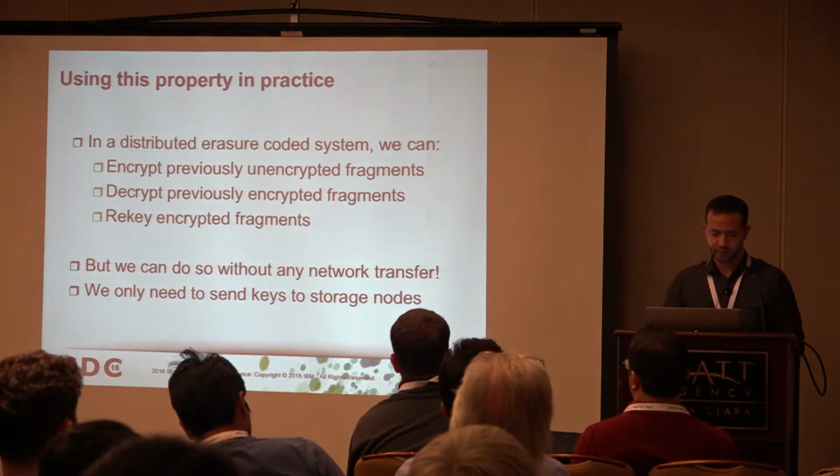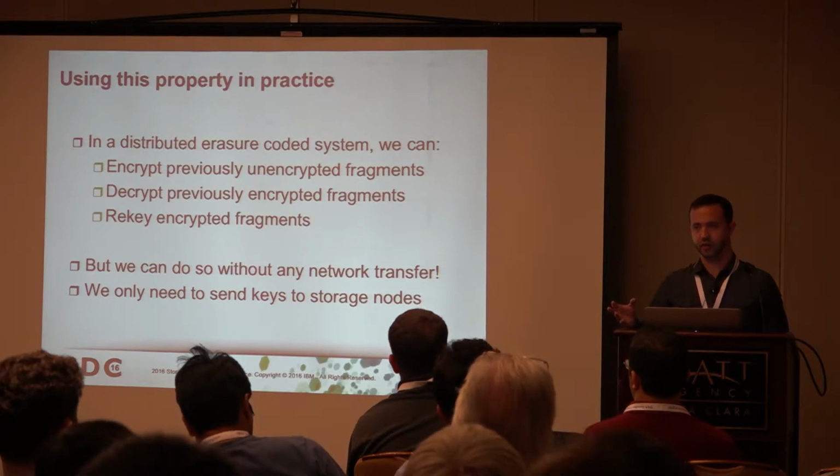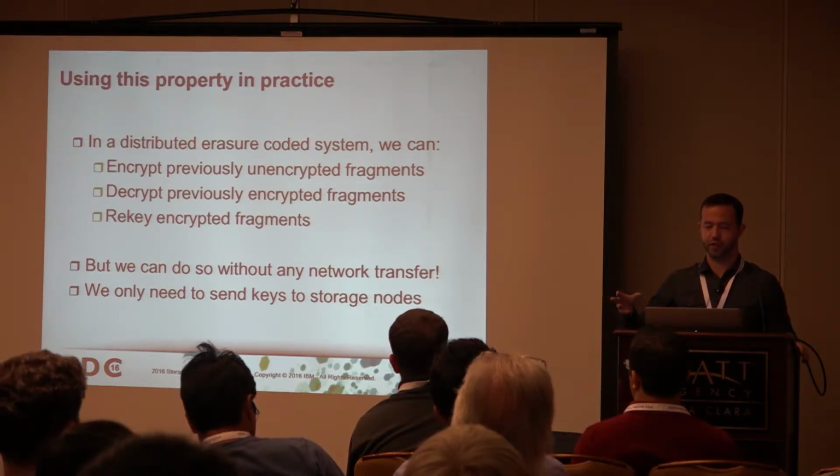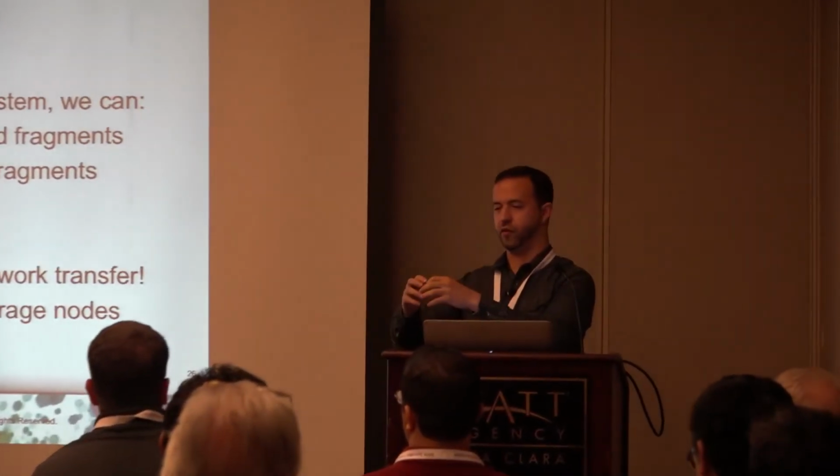So for example, in a distributed erasure coded system, you could use this property to encrypt previously unencrypted fragments. So let's say a user uploaded a file, went through an erasure code, it got distributed to many different nodes. And then let's say at a future time, the user wishes that they had encrypted that file. So one approach is they can re-encrypt the file, put it through the erasure code and store it again and overwrite the original. But that's going to use a lot of bandwidth. You're going to have to basically re-upload everything.